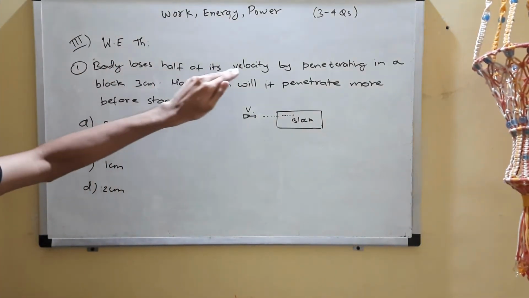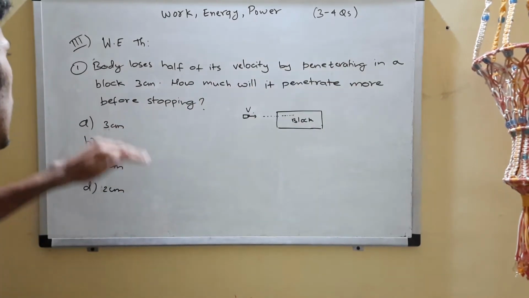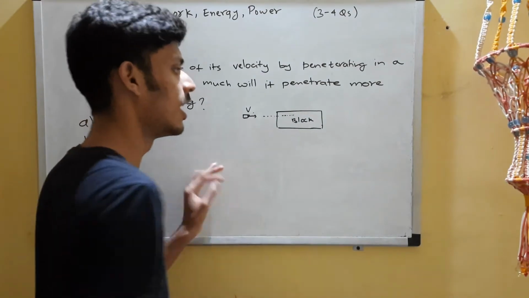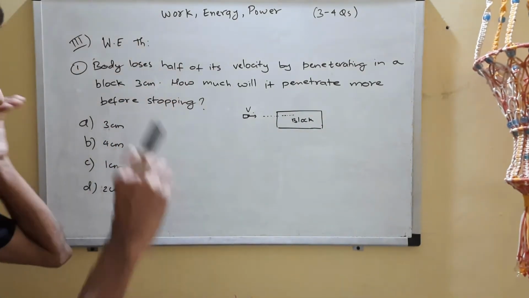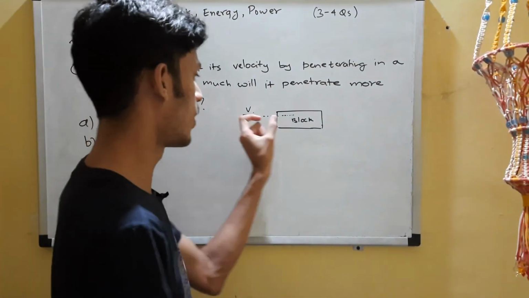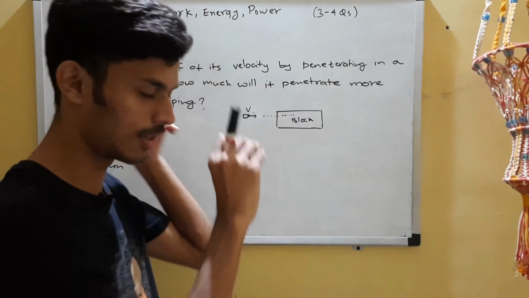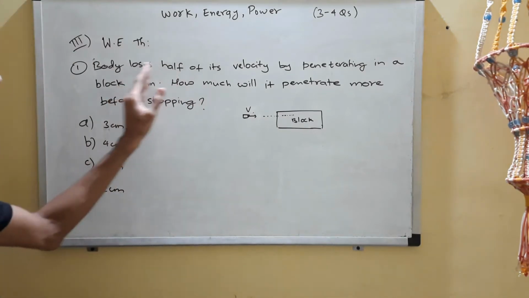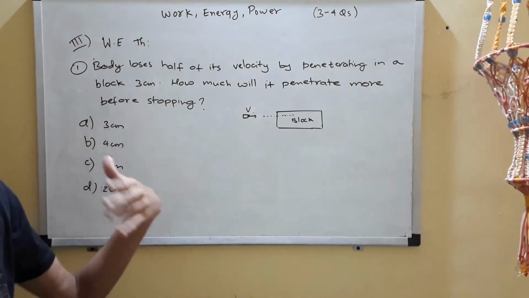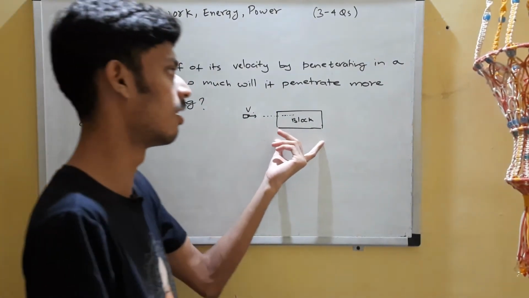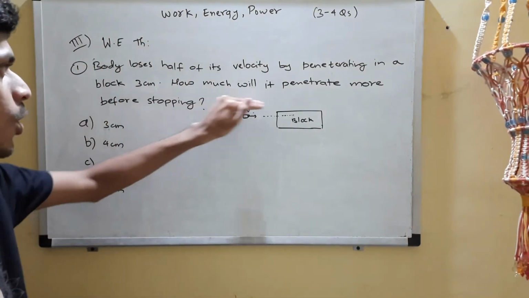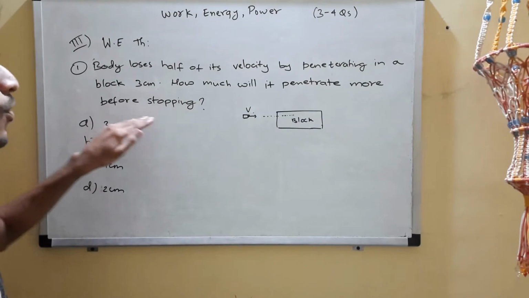Body loses half of its velocity by penetrating in a block 3 centimeters. So you can imagine the situation over here. You have a bullet. It penetrates into a block, and after getting inside 3 centimeters, it will lose half of its velocity due to the resistive force which is offered by the block. Now how much more will it penetrate before stopping?